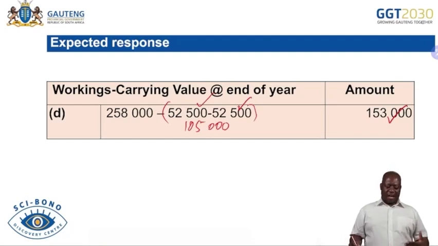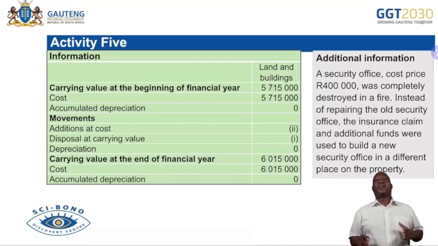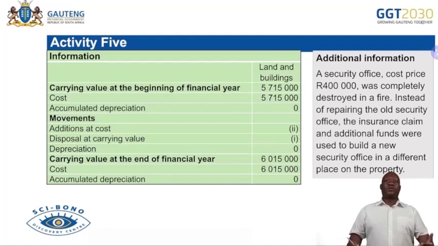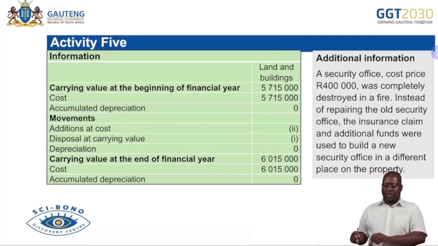Now, life goes on. Let's get on to the next one and see if we are getting better and better. So I'm going to give you 2 minutes on this one. Please check what's happening. We are calculating 1 and 2. So what happened here? There were some additions to assets, to our land and buildings. At the same time, there were also disposals of our land and buildings. So that's why they're giving us additional information, and they're saying a security office with a cost price of 400,000 was completely destroyed in a fire.